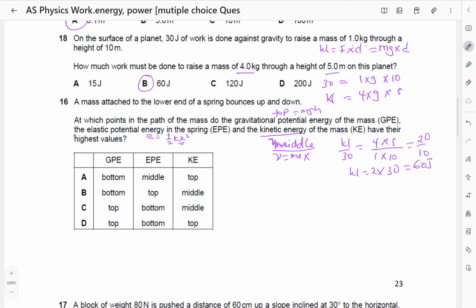So let's first of all use elimination. Gravitational potential energy is maximum at the top. So we have eliminated A and B. And then kinetic energy is maximum at the midpoint where V is maximum. So we have eliminated D. So it means our answer is going to automatically be C, because I said for elastic potential energy, it can be maximum at the top or maximum at the bottom because it depends on x. That is the displacement from equilibrium.